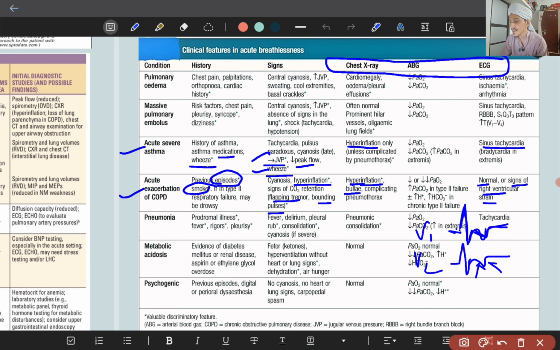Along with this, you can also see right axis deviation, meaning lead one will be predominantly negative and lead two predominantly positive. So this will be right axis deviation along with the right strain pattern. If the two limbs of the T wave are symmetrical, then that suggests ischemia or a minor MI.